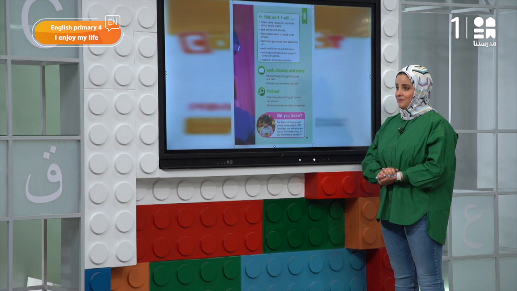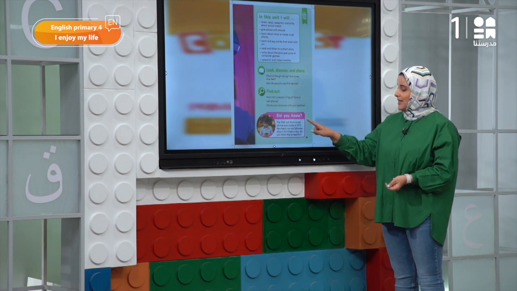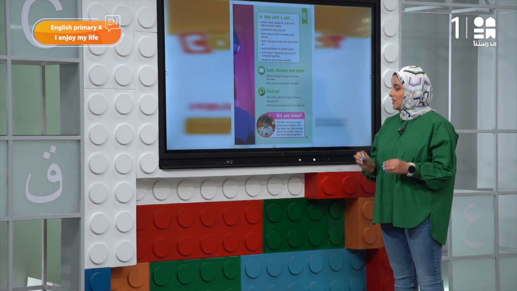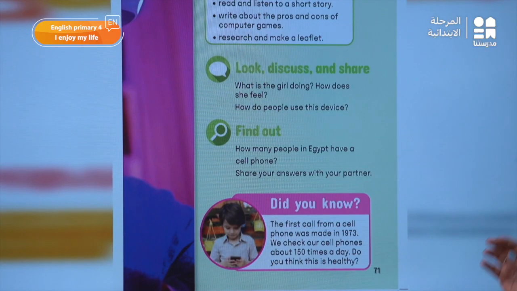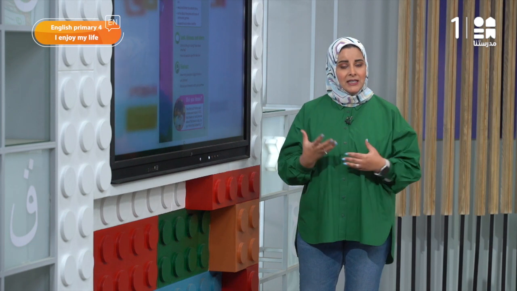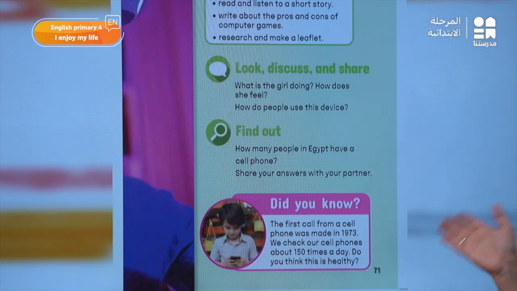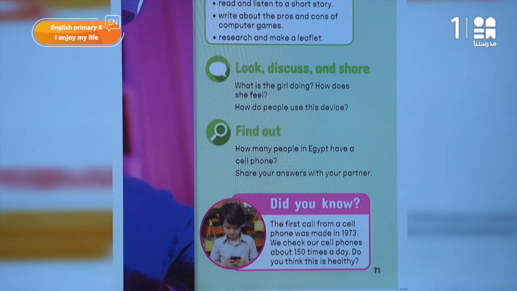Did you know? The first call from a cell phone was made in 1973. The first call from a cell phone, from a mobile, was in 1973. Of course, this is very strange information, because we think we started knowing mobiles in about 1995, but the first call was made from a cell phone in 1973. We check our cell phones about 150 times a day.